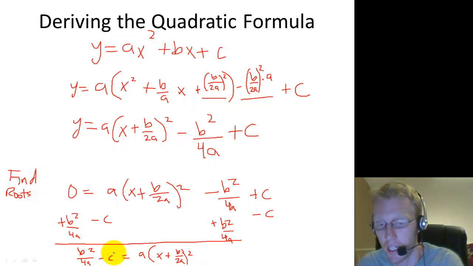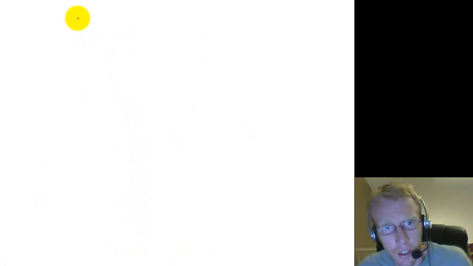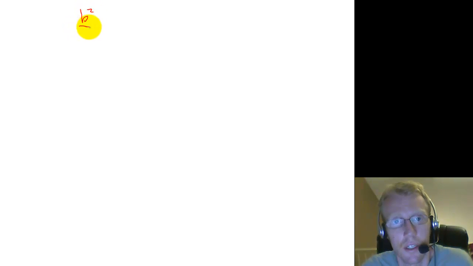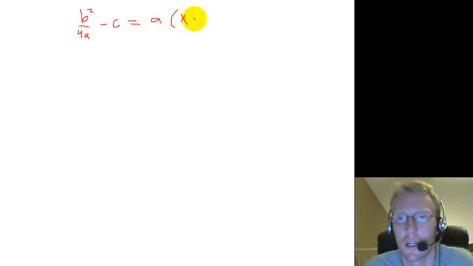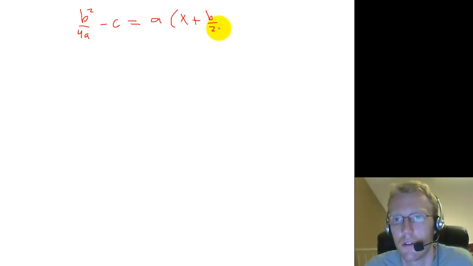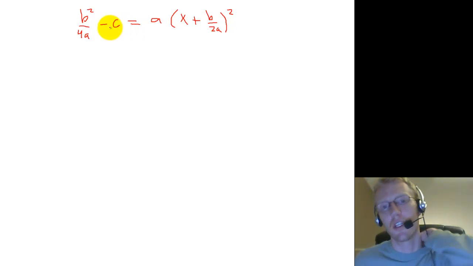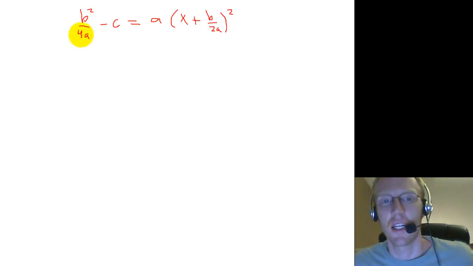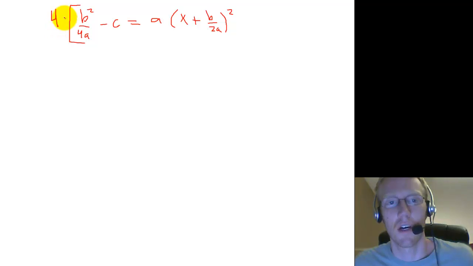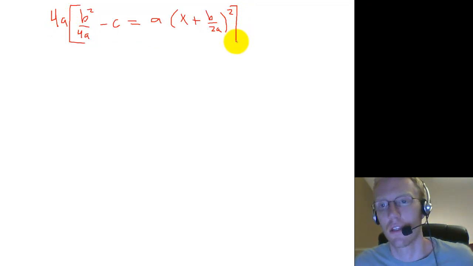Let me get to my next slide and I'll rewrite what I had. I left off with b squared over 4a minus c equals a times x plus b over 2a squared. What we want to do here is get a common denominator. Actually, no, let me do it a different way. Let's get rid of this fraction. Let's multiply the entire equation by 4a. This will be a little bit easier.